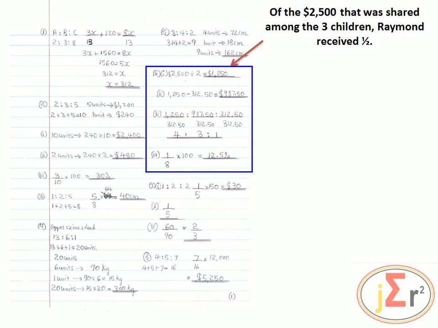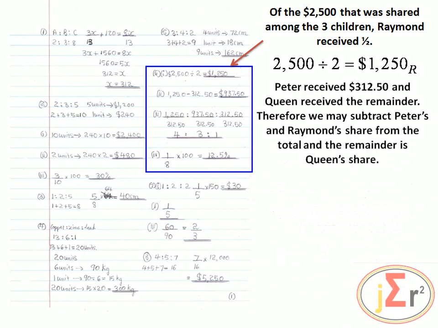The sum of money, which is $2,500, is divided among 3 children, Peter, Raymond, and Queen. Raymond received half of the $2,500 that was shared among the 3 children. Raymond received half. That's easy. Divide by 2. So 2,500 divided by 2 gives 1,250, and that is Raymond's share.